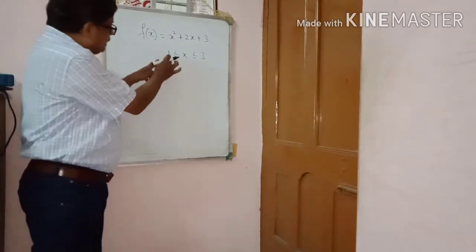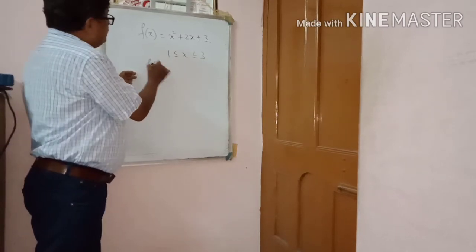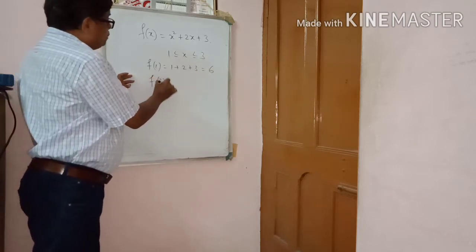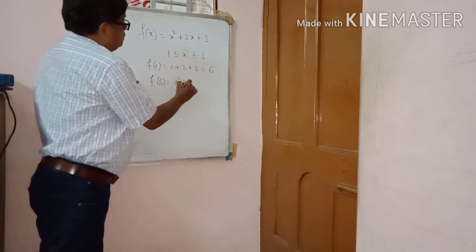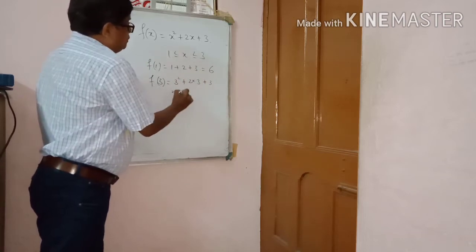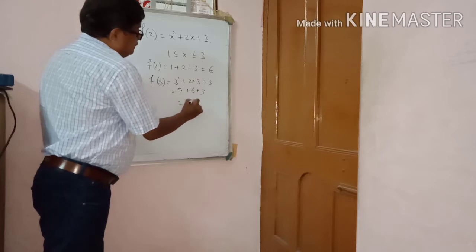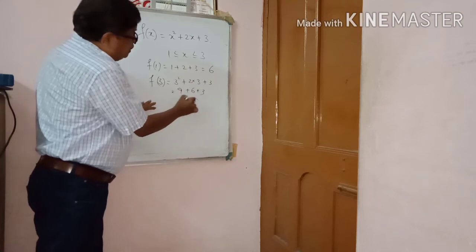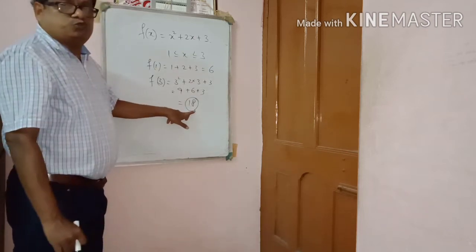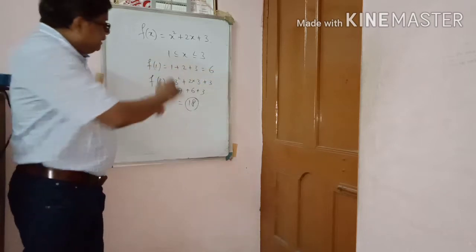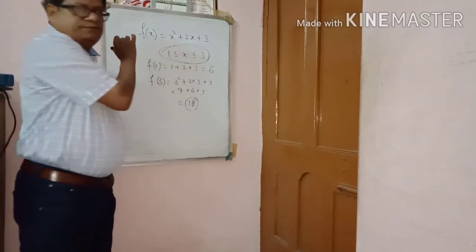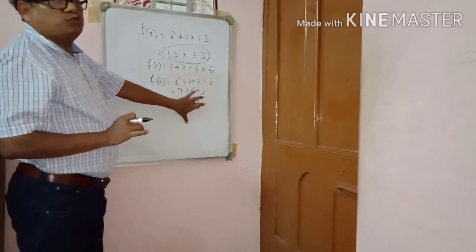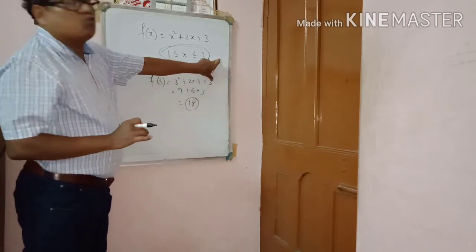If we put x equal to 1 here, f of 1 we get 1 plus 2 plus 3, so it will be 6. And f of 3 equals 3 square plus 2 into 3 plus 3, so 9 plus 6 plus 3 will be 18. Look at this value, this is the lower bound, this is the upper bound. In between the interval we get an upper bound and a lower bound.